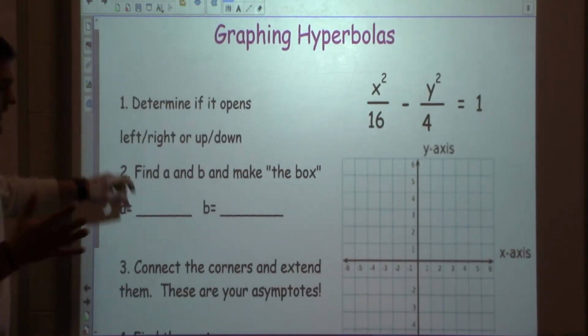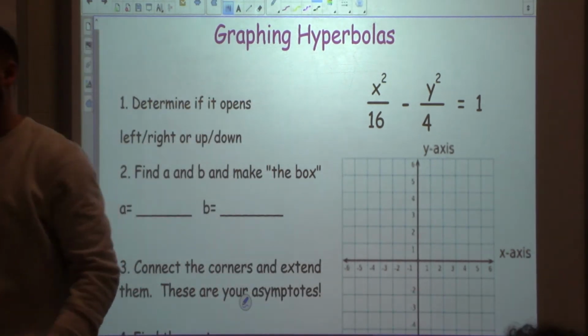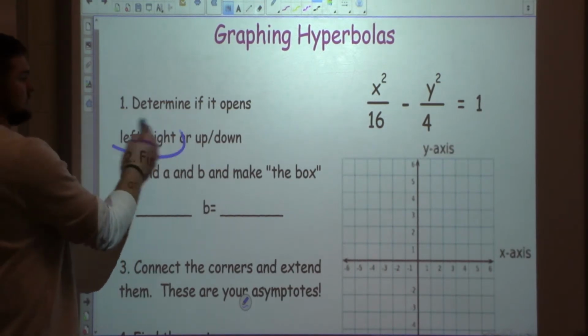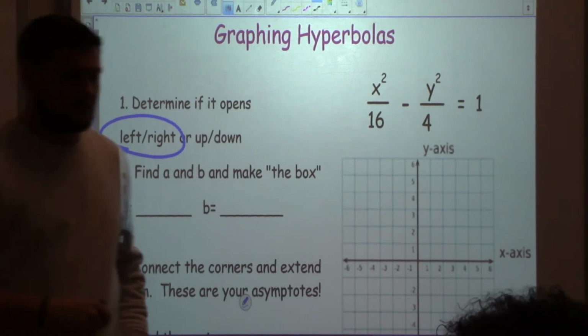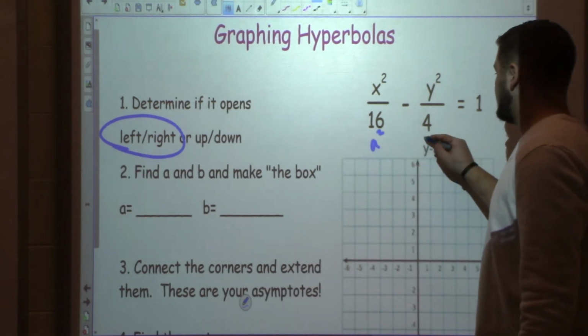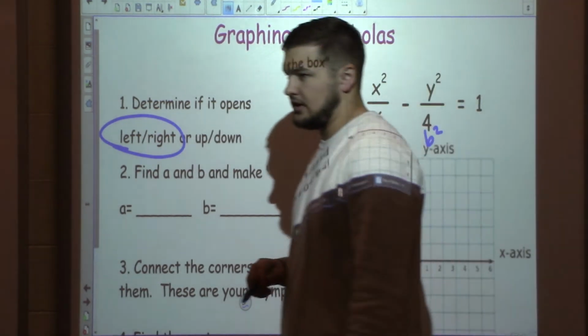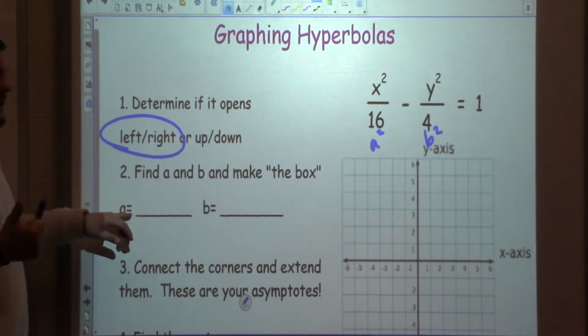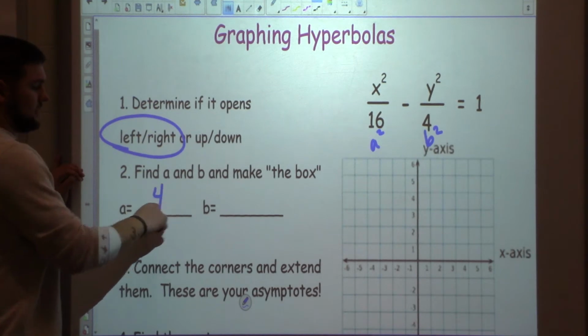Then let's talk about graphing one. The easiest way to learn is to do it. So, our first one, x squared over 16 minus y squared over 4 equals 1. What comes first, x squared or y squared? X squared, which tells me it's going to open left to right, just like the x-axis goes. Okay. My a squared value is that first one, so it's 16. B squared is 4. If a squared is 16, what does that make a? 4. So you take the square root of it, right?